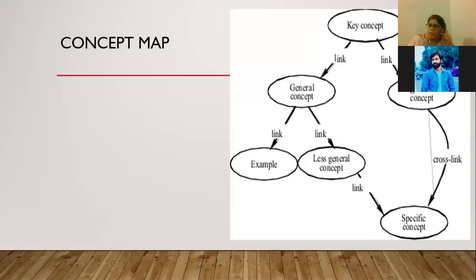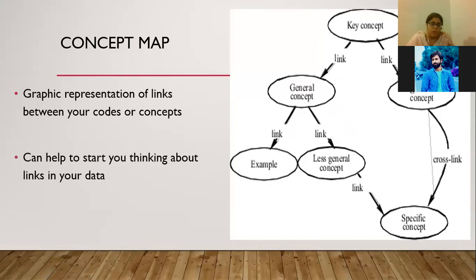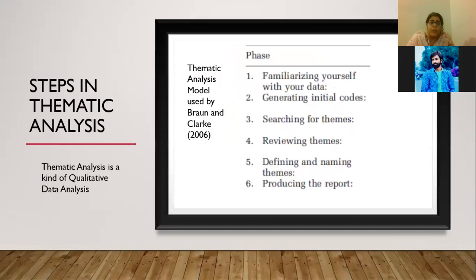How could you make a concept map? You can make a concept map like this. There's a key concept, you find a link with a general concept, you give an example or less general concept, and so on. So it's like a graphic representation. Sometimes some people work with visual aids much better than with words. So if you are one of those people, then you can use a concept map. It can help you start thinking about links in your data.